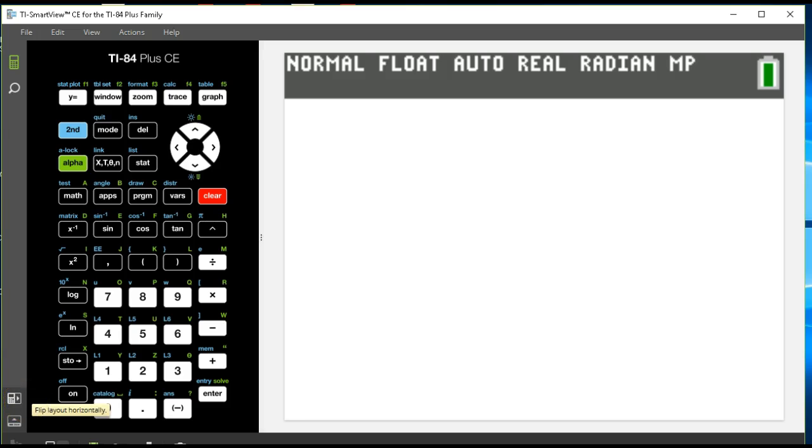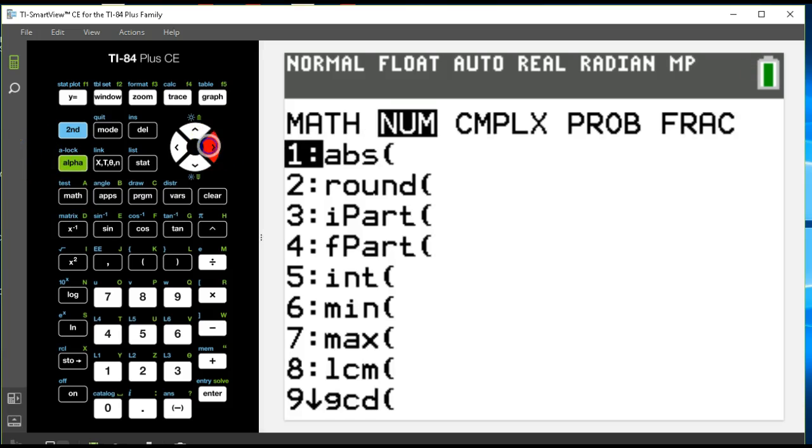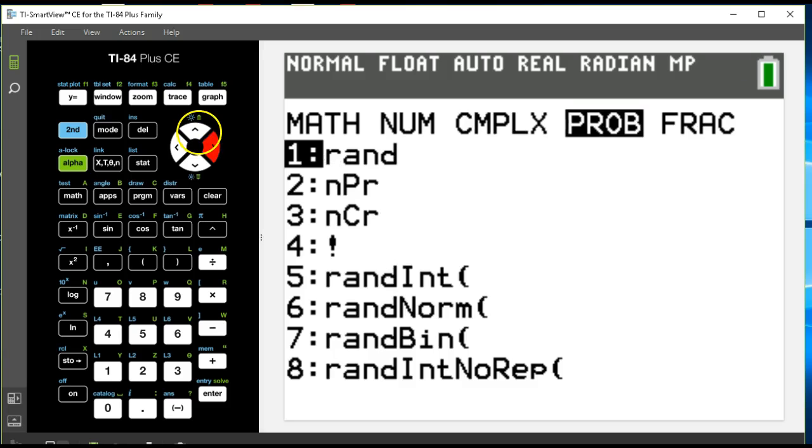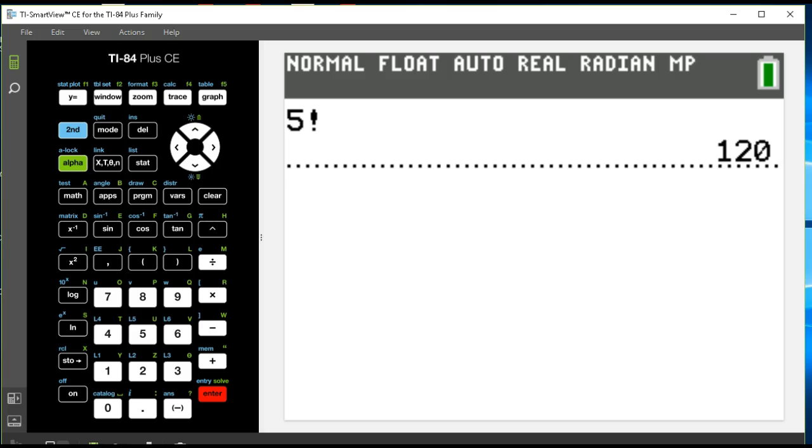As promised, let's see if we can find the factorial key on the calculator. We were looking for 5 factorial. To find the factorials, go to Math, and then scroll over to Probability. We should see there for number 4, that will give me 5 factorial. We can push enter and it will give us our 120.